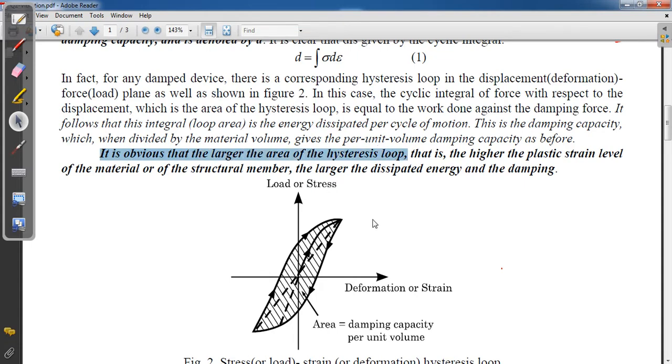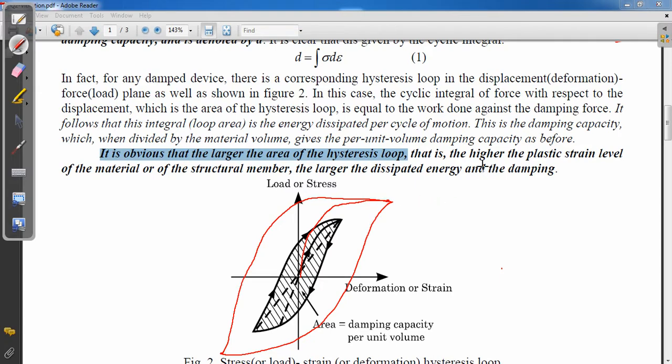if this area is quite large, then the plastic strain level of the material is higher. So the plastic strain in the material will increase, and larger dissipated energy or damping means this area will increase, then the damping capacity will also increase. From this area you can get this. So more energy will be dissipated.